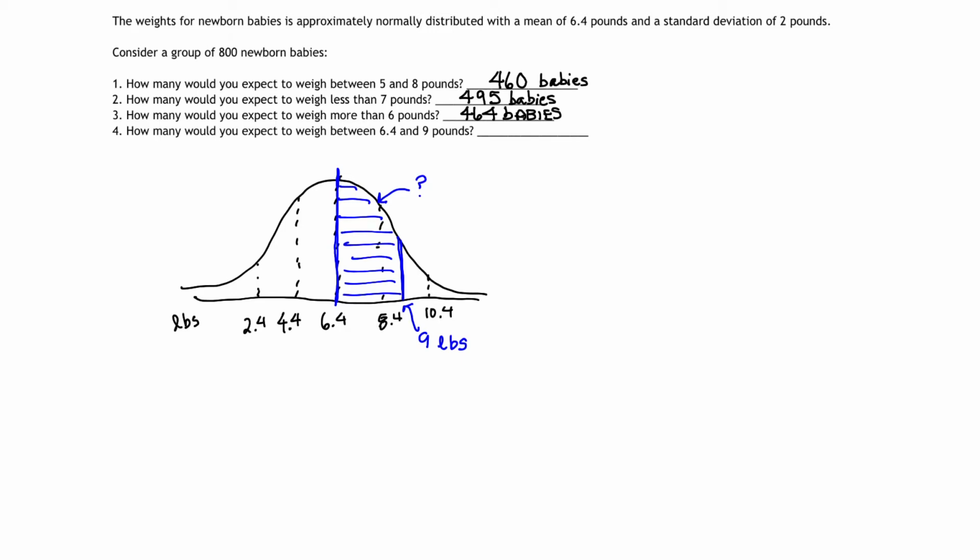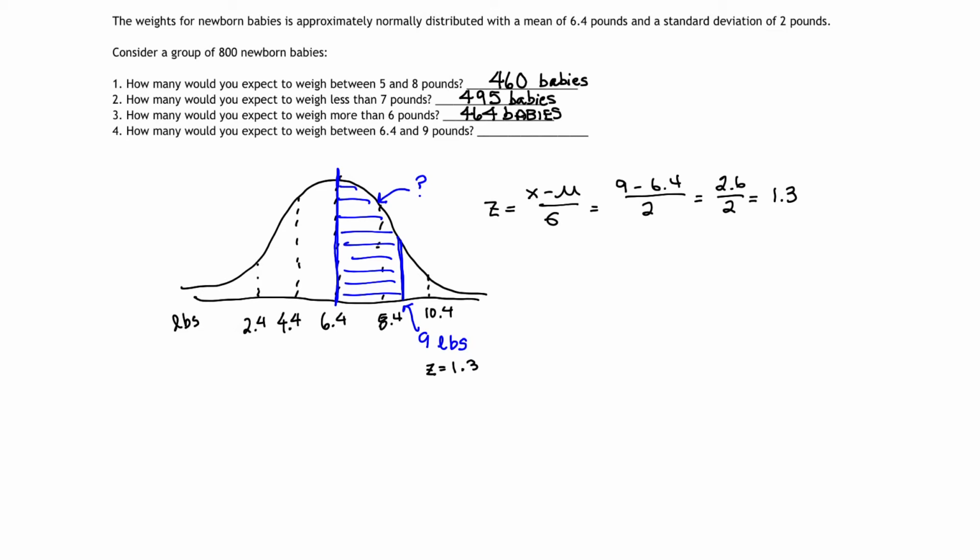First step, we're going to take 9 and transfer it into a z-score. Z equals x minus the mean divided by the standard deviation. Our x value is 9 pounds, our mean is 6.4, and our standard deviation is 2. 9 minus 6.4 is 2.6, and 2.6 divided by 2 is 1.3. That makes our z-score 1.3.